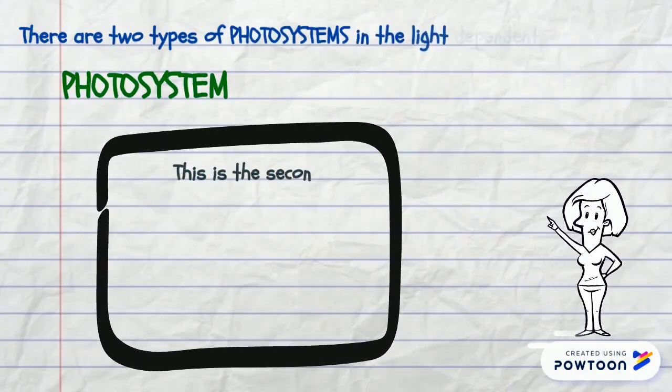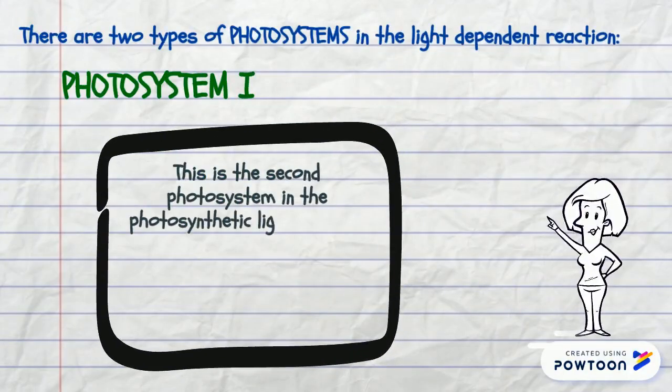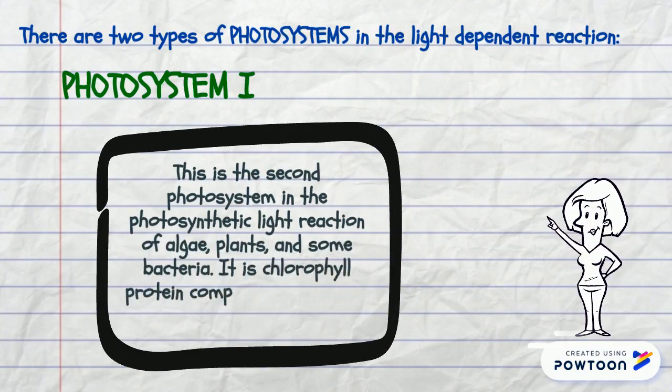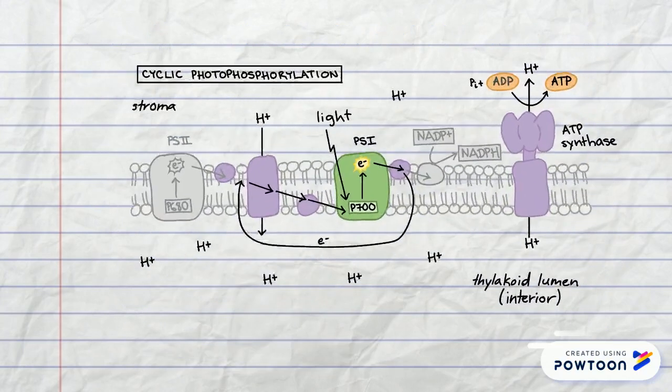Photosystem 1. This is the second photosystem in the photosynthetic light reaction of algae, plants, and some bacteria. It is a chlorophyll protein complex that functions as a light-driven plastocyanin oxidoreductase.